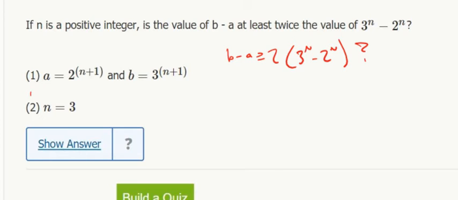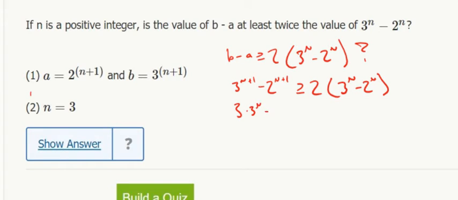Number one, a equals 2 to the n plus 1, and b is 3 to the n plus 1. So let's just put that in. It's 3 to the n plus 1 minus 2 to the n plus 1 greater than or equal to 2 times 3 to the n minus 2 to the n. So it's 3 to the 1 times 3 to the n minus 2 to the 1 times 2 to the n greater than or equal to, let's distribute it just so now we can start to compare them, 2 times 3 to the n minus 2 times 2 to the n.